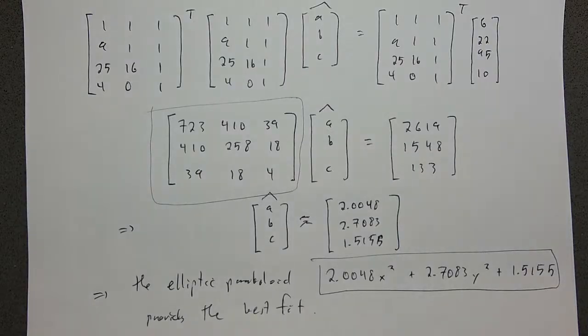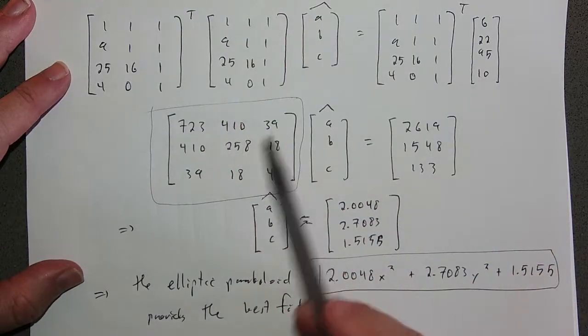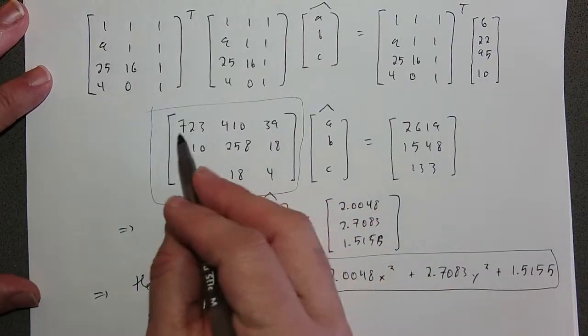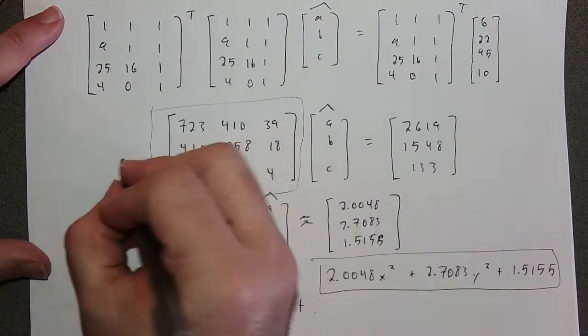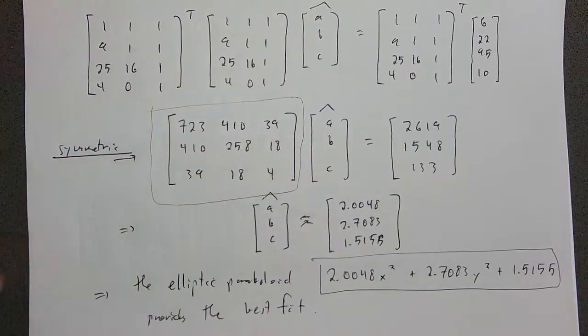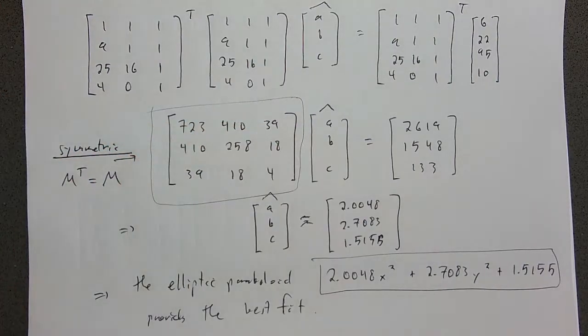Okay, well, notice that this matrix is 410, 39, 18. This matrix is a matrix that if you transpose it, it doesn't change it, right? We call a matrix like that symmetric. So notice that I could transpose this matrix and it's the same thing. This matrix is symmetric. What is a symmetric matrix? A symmetric matrix is a matrix that when you transpose it, it's equal to itself.